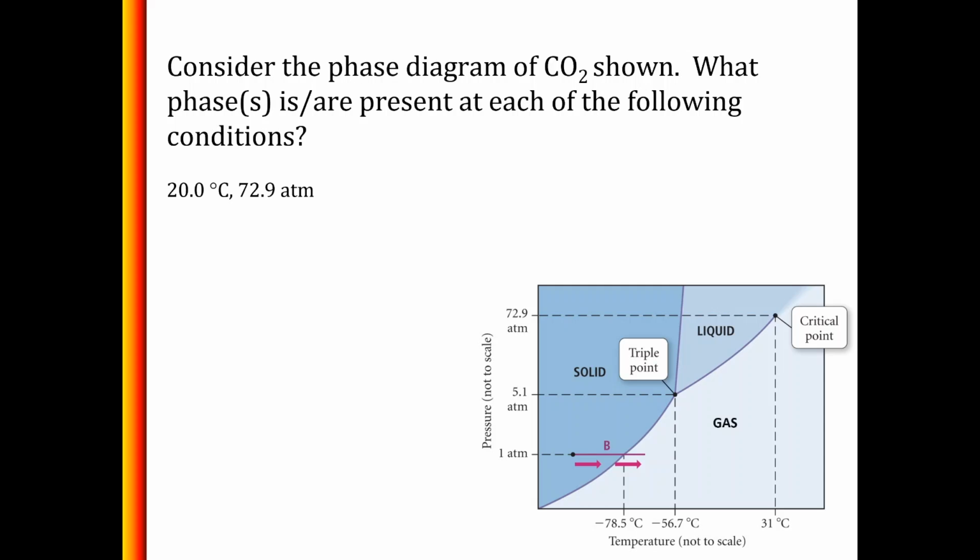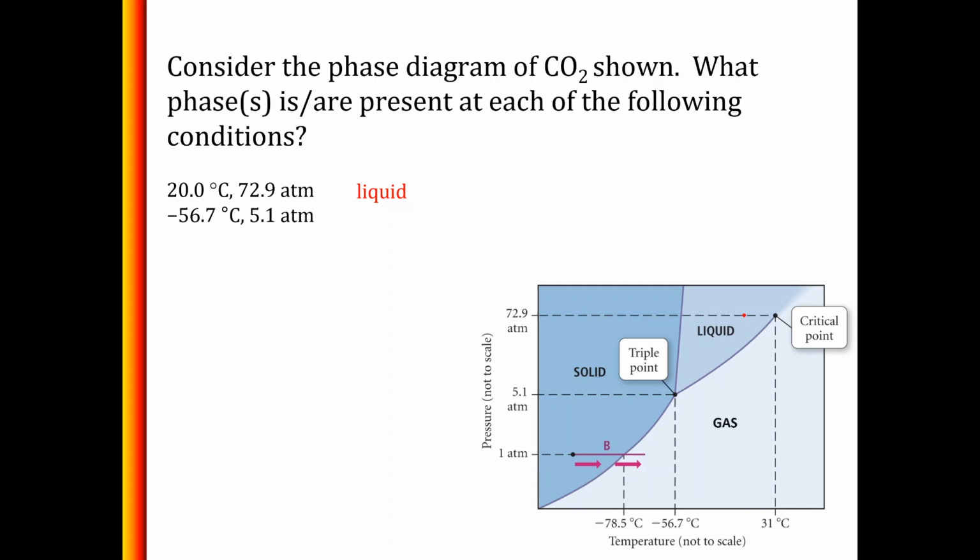It says, consider the phase diagram of CO2. What phases is or are present at each of the following conditions? We have a few different phases here, so let's just go through this together. First, at 20 degrees C and 72.9 atm. We'll come up here. What phase are we in? We're in a liquid.